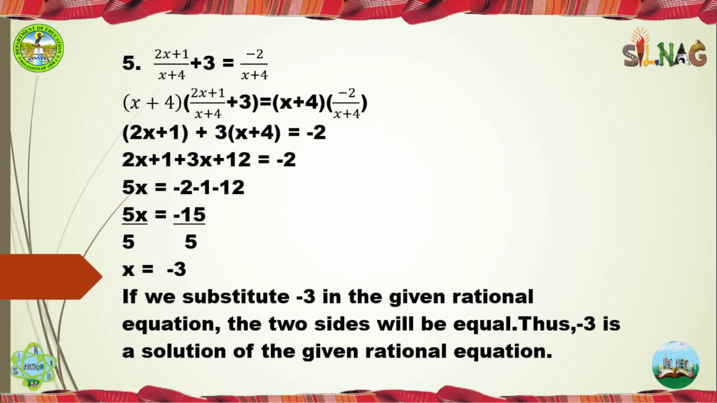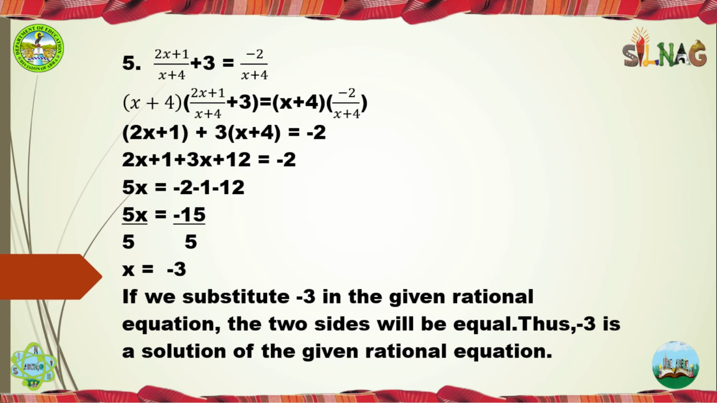Then we have example number 5. We have 2x plus 1 over x plus 4 plus 3 is equal to negative 2 over x plus 4. The LCD is x plus 4. Then we multiply all members of the equation by x plus 4. So we have x plus 4 times the quantity of 2x plus 1 over x plus 4 is equal to 2x plus 1. We cancel x plus 4 and x plus 4.